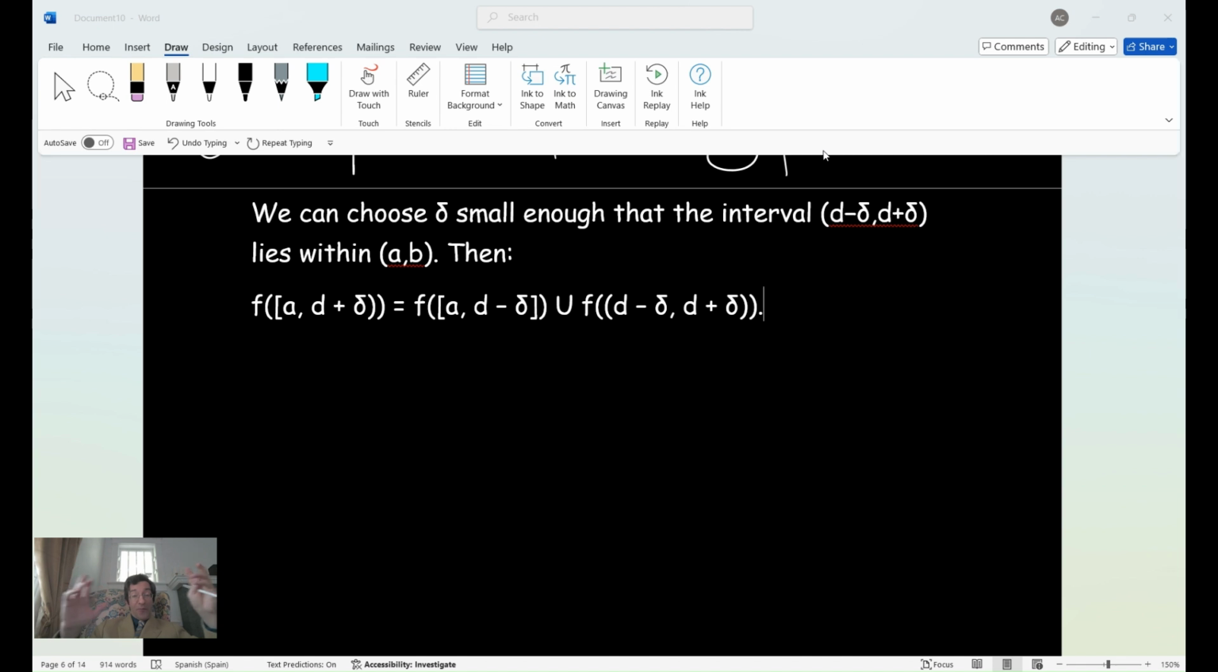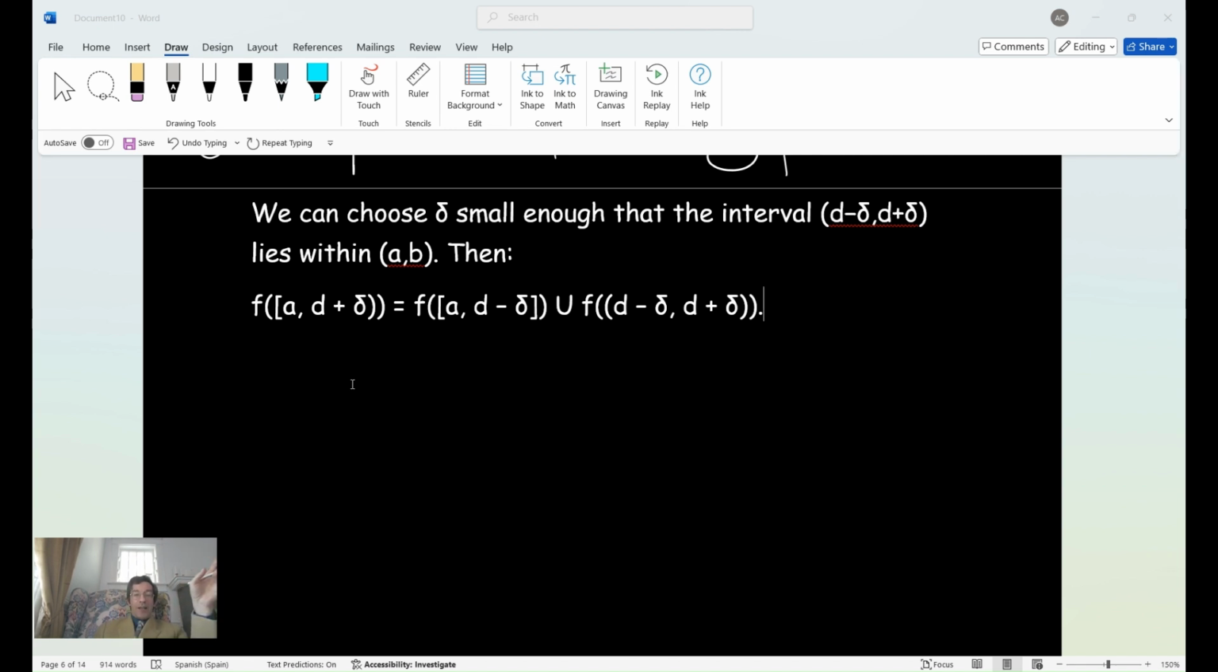So all of a and d plus delta has to lie within the set, which of course brazenly contradicts the fact that d is the least upper bound. So unless the real number line has begun to lie to us, and we know mathematics is never a lie, it's always the truth, this cannot be. And so ergo, we conclude that d is equal to b.